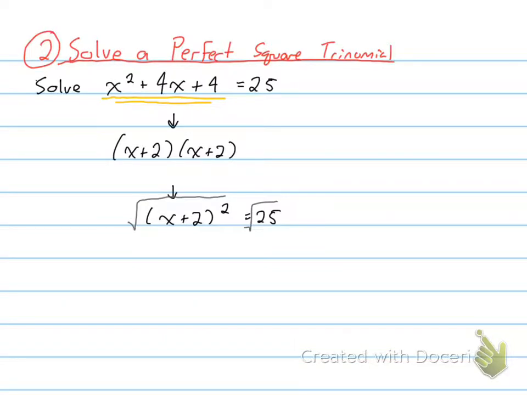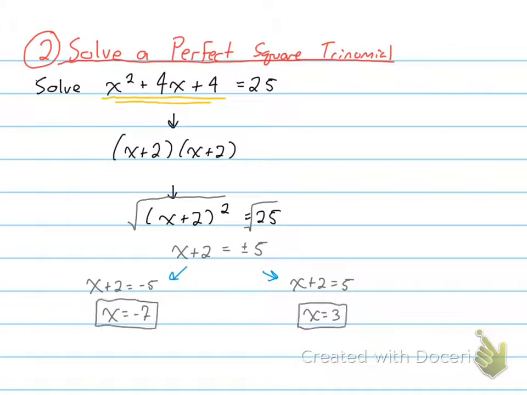I'm going to take the square root. x plus 2 could equal positive or negative 5. I'm going to split this equation now, and I see that I could get x equals negative 7 or x equals 3. And those are my answers. I would recommend plugging these back in and seeing that both of these work as solutions.